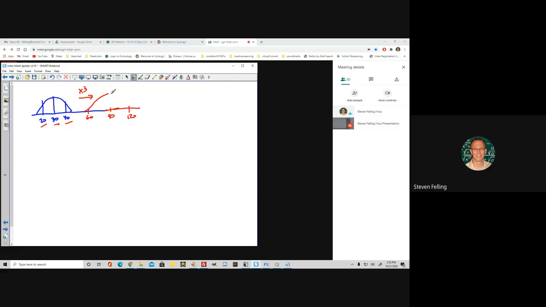So the distribution would have two things happen to it, right? The measure of center, like a mean or an expected value, would definitely be multiplied by 3. But also the measure of spread, the standard deviation, would also be tripled, right? So the takeaway here is that multiply affects everything.